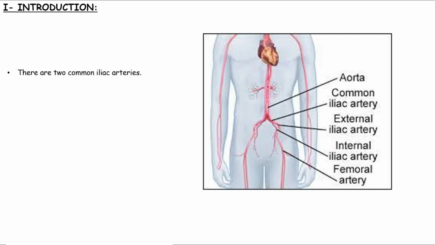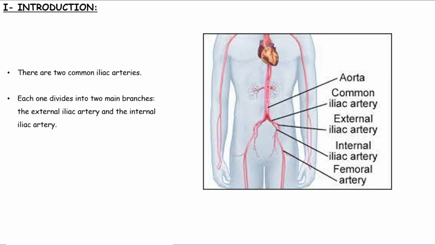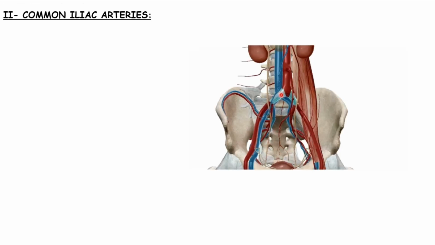There are two common iliac arteries. Each one divides into two main branches, the external iliac artery and the internal iliac artery. Together, they supply blood to the pelvis and the lower limb. Let's start with the common iliac arteries.